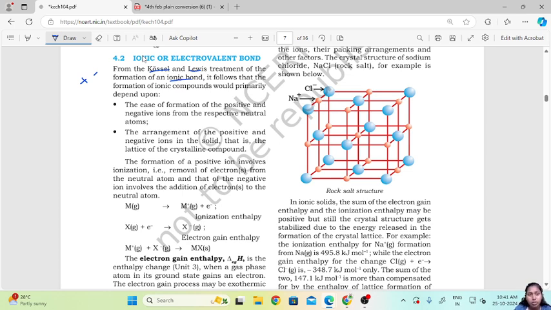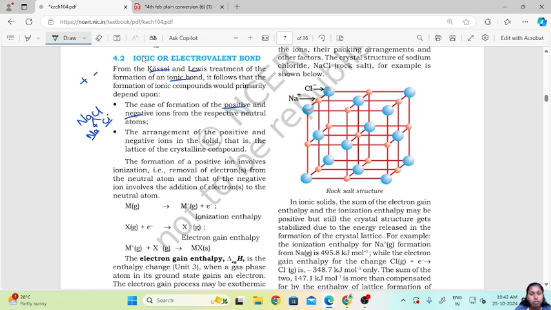First, the ease of formation of positive and negative ions from the respective neutral atoms. So if you have a neutral compound, for example NaCl, the ease with which it can form a positive and a negative ion. For example, if we split NaCl, it will form Na+ and Cl-. So this is for sure. If we split NaCl, we get a sodium ion and a chloride ion, which are positive and negative respectively.